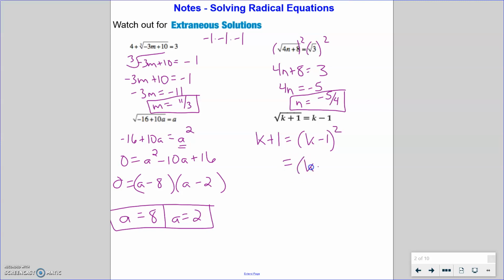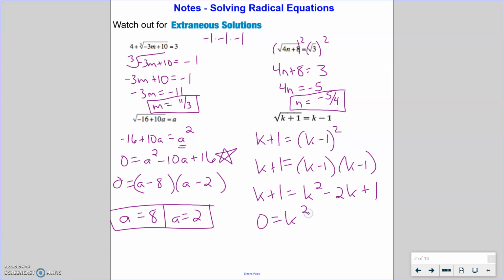Remember, that's like double distributing. So you almost have to imagine that in your head and write it all out. So the right side turns into k squared minus 2k plus 1. And then I do the same thing I did over here where I turn it into a quadratic. So I'm going to make this 0, subtract k over and make this -3k. And when I subtract 1, actually, I just get 0.